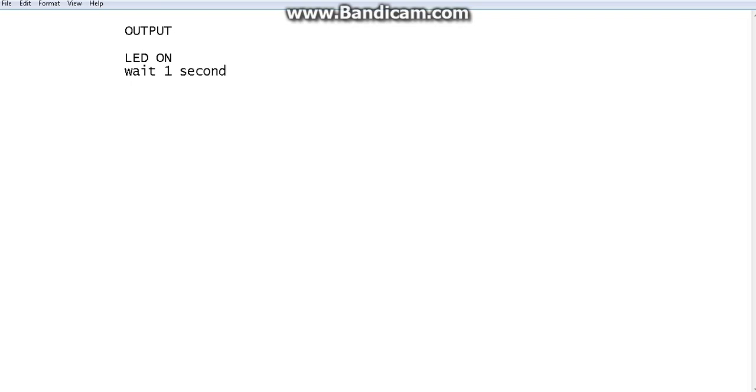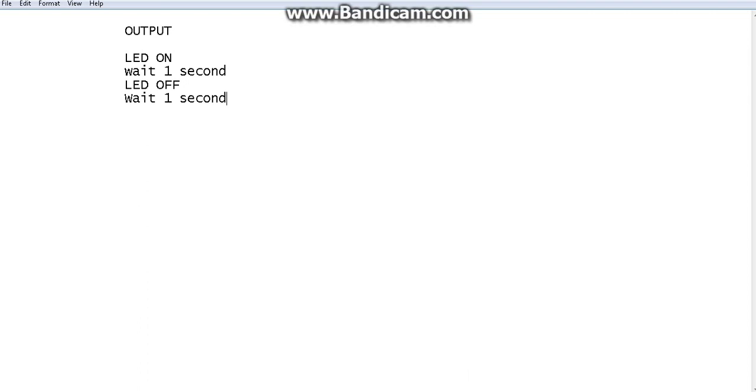Why? Because I switch it on and wait for 1 second. That means I'm going to keep the LED on for this 1 second, because I'm not switching it off, I'm just keeping it. Wait for 1 second. What is the state? On state. So in the on state, I'm waiting for 1 second. That means it's going to be on for a second. Then I switch off the LED. Then I wait for another 1 second in the off state also.